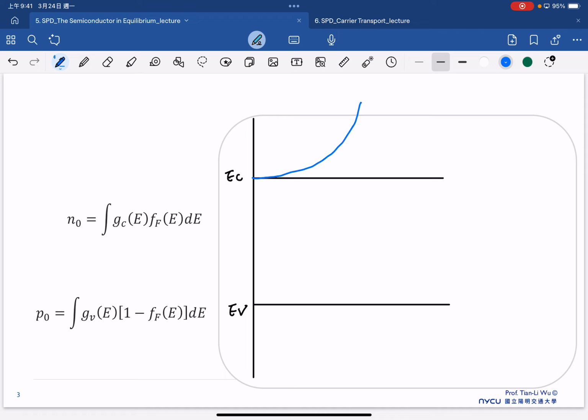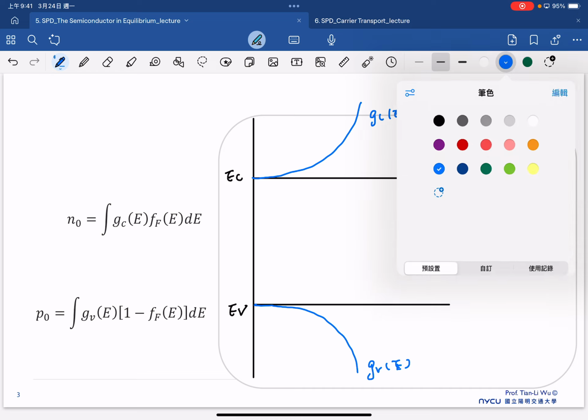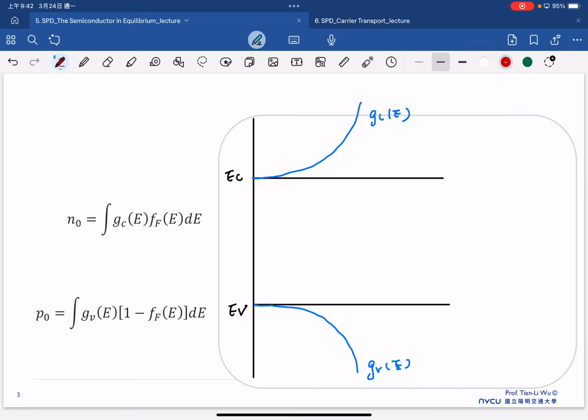And also from last week, we already mentioned the GC can have a characteristic similar to this one. This is our GC, and this is our GV. If you forget it, you can check the slide from last week. And now we can also plot the Fermi-Dirac function here, where first of all we have the Fermi energy here.